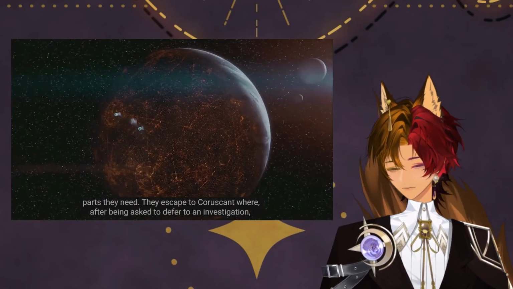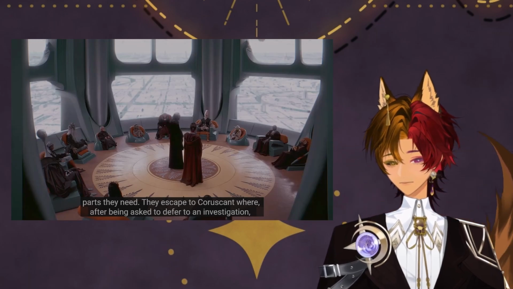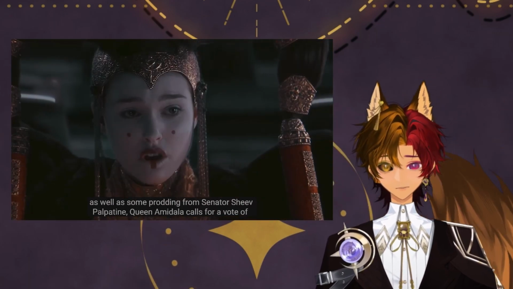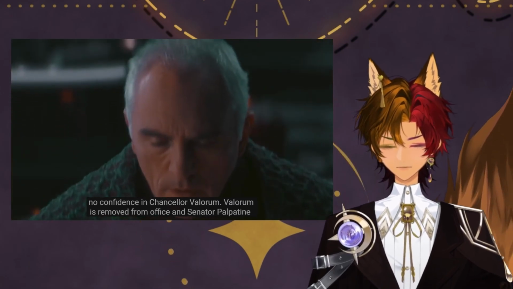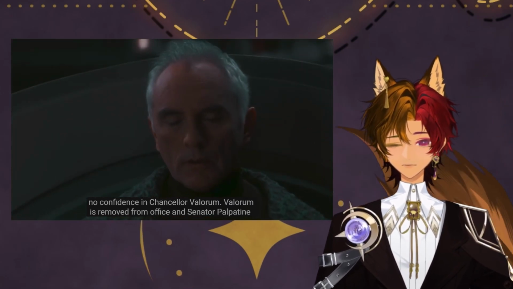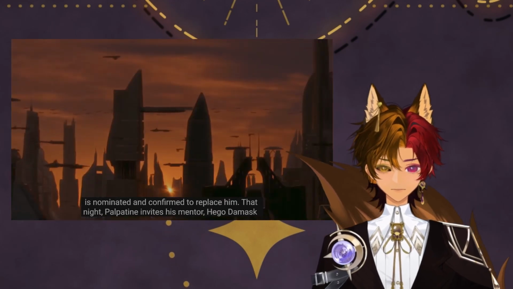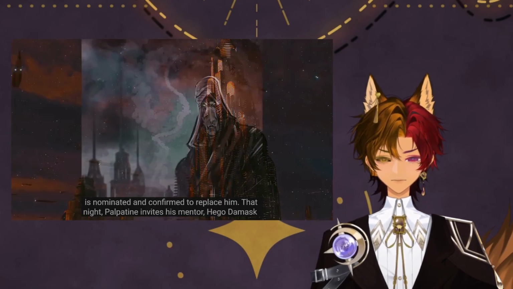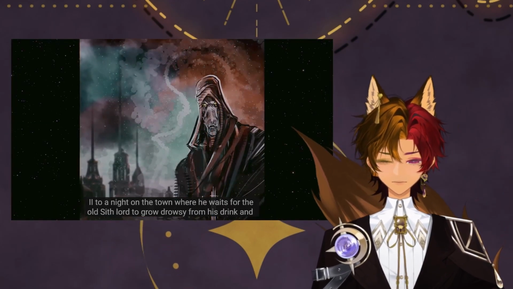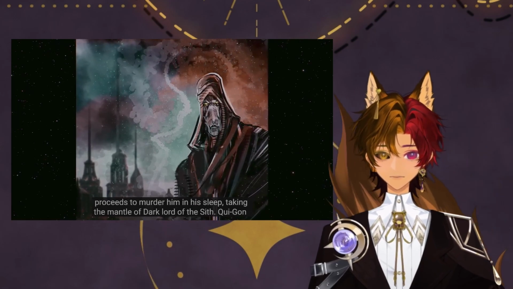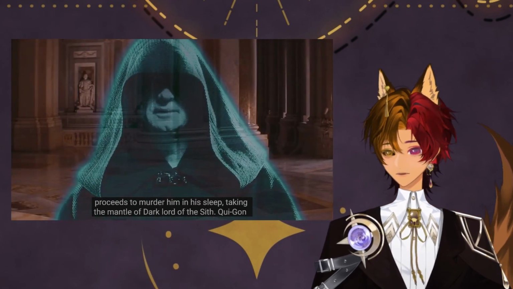They escape to Coruscant, where, after being asked to defer an investigation, as well as some prodding from Senator Sheev Palpatine, Queen Amidala calls for a vote of no confidence in Chancellor Valorum. Valorum is removed from office, and Senator Palpatine is nominated and confirmed to replace him. That night, Palpatine invites his mentor, Hego Damask II, to a night on the town where he waits for the old Sith Lord to grow drowsy from his drink and proceeds to murder him in his sleep, taking the mantle of Dark Lord of the Sith.